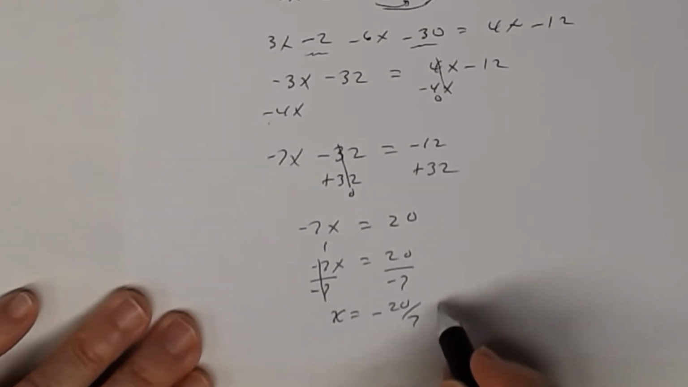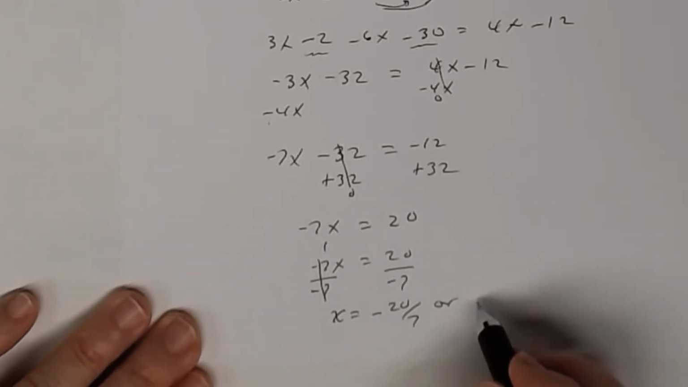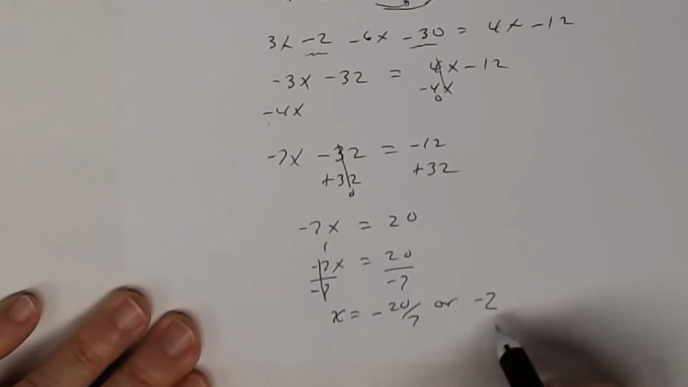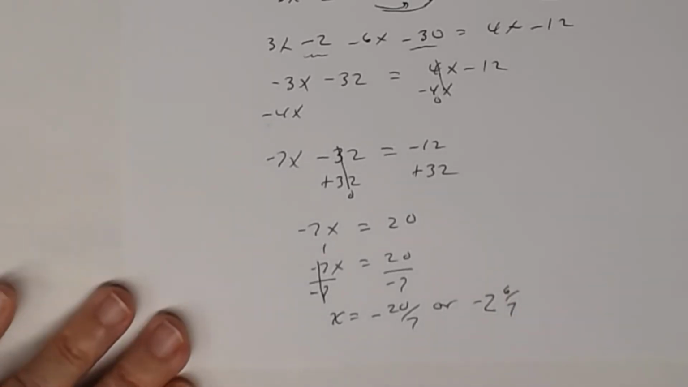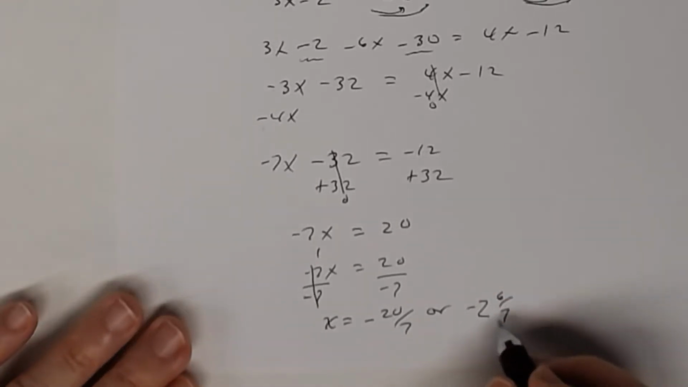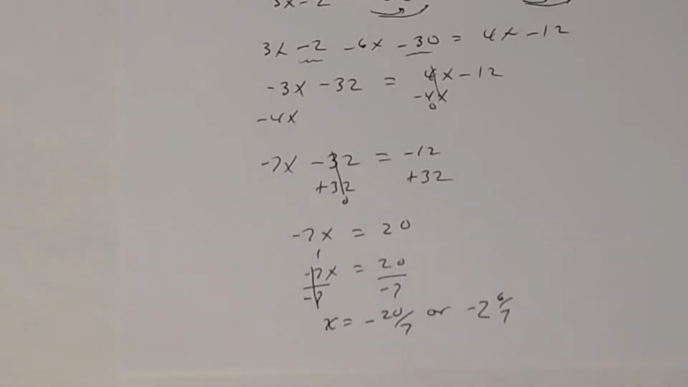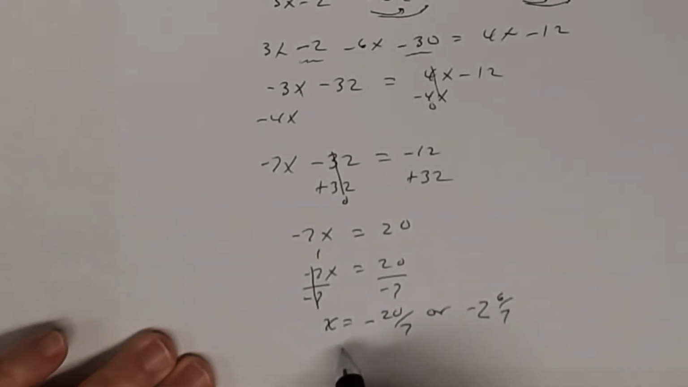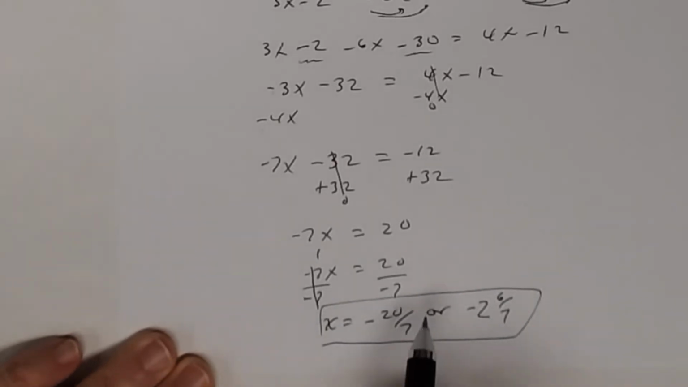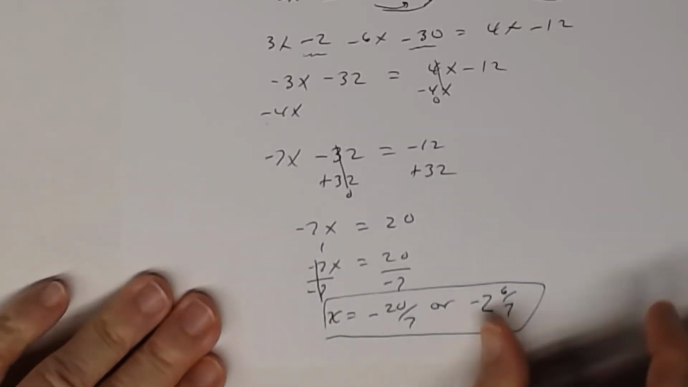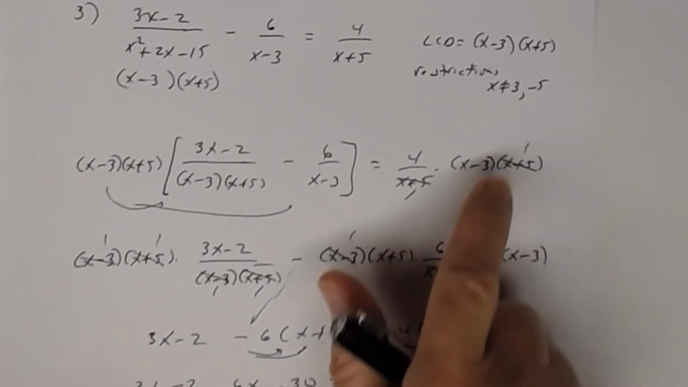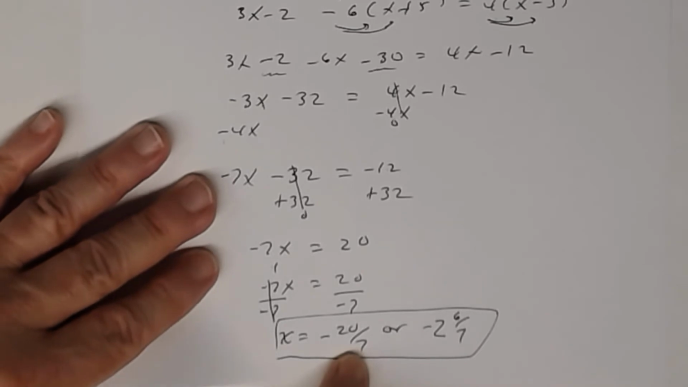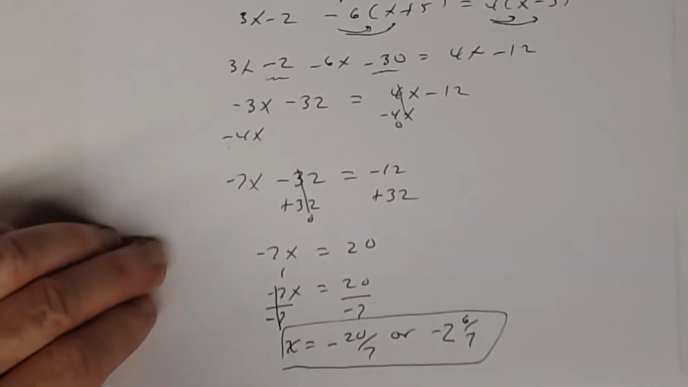And that's reduced. Now if you want to write it as a mixed number, you would say negative 2 and, let's see, that's 14. So 6/7. Oops, sorry. 14, yeah, 6/7, right? Okay, so negative 2 and 6/7. All right, so that is the solution to that problem. And notice that this is not a restriction. Always verify it's not a restriction. 3 and negative 5 are restrictions. This is not 3 nor negative 5, so there's your solution.